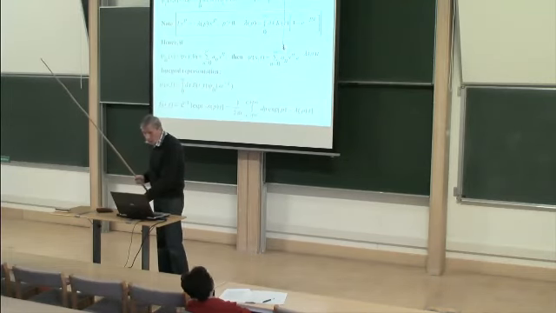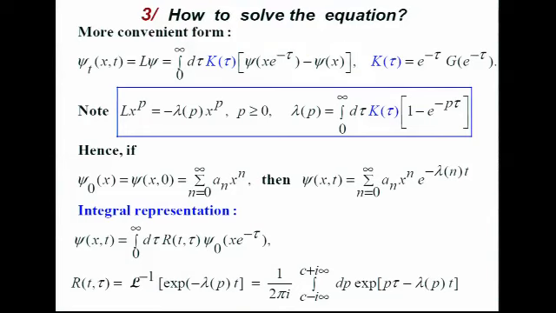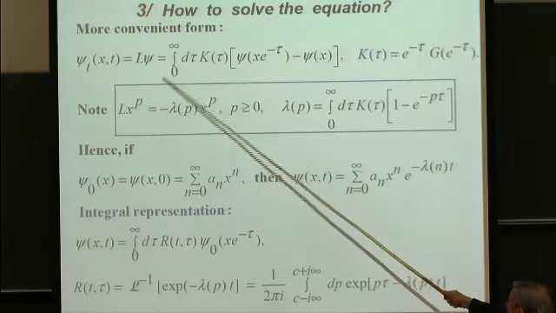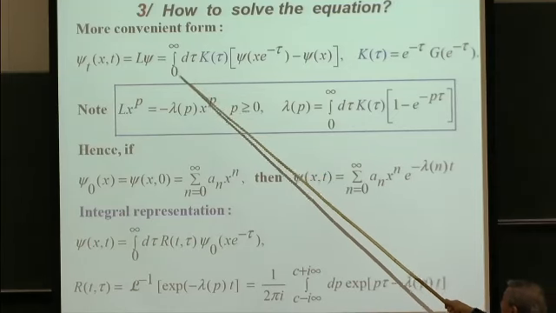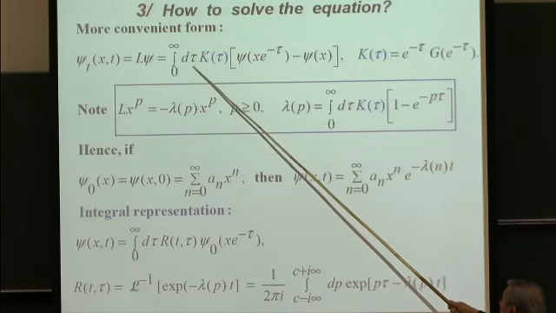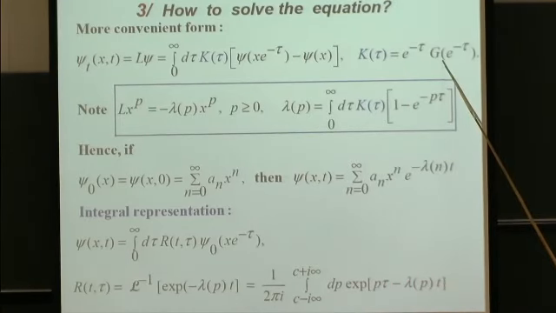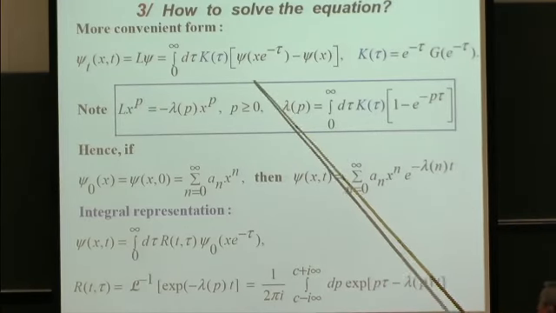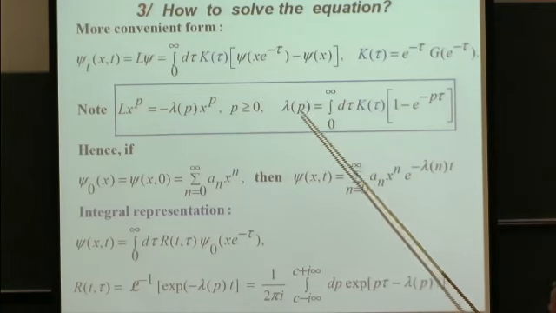Okay. Now, how to solve this equation? It is very simple. I make a bit more convenient form for this equation by a change of variables, introducing instead of the previous s a new variable tau under the integral sign. So I have integration d tau, and now I have a kernel k of tau, which relates to the previous one by a simple formula, and I have psi of x e to minus tau minus psi of x here.